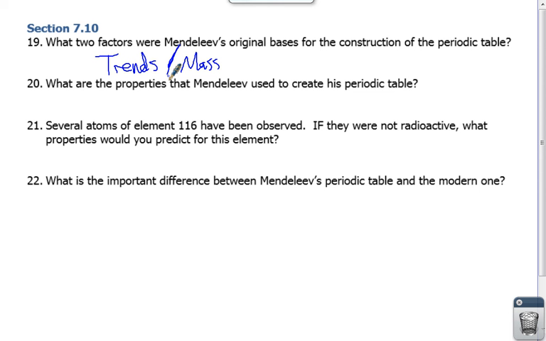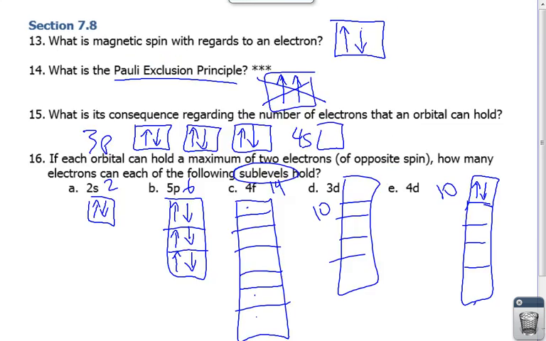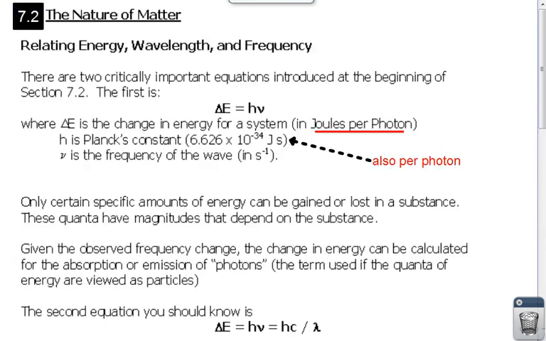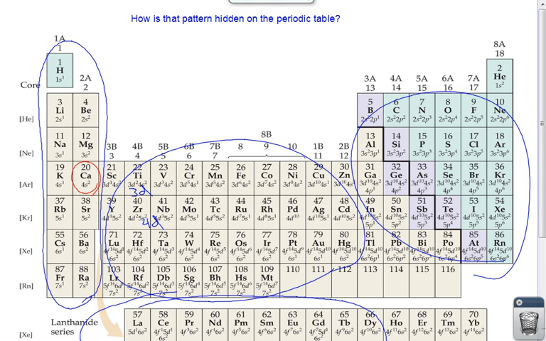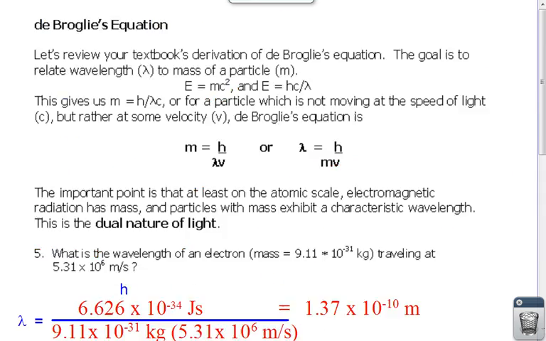Several atoms of element 116 have been observed. If they were not radioactive, what properties would you predict for this element? Well, where would 116 be? Let's go find a periodic table. I think there was one at the very beginning. So 116 would be right there. 116 would be in the oxygen family. So you would expect element ununhexium, 116.